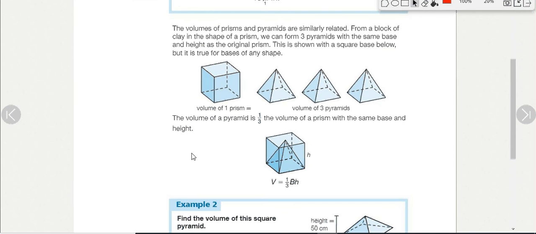The volumes of prisms and pyramids are similarly related. If a cone was a third of a cylinder with the same area, base, and height, then a pyramid is the same as a prism with the same area, base, and height. You just divide these by 3, right?